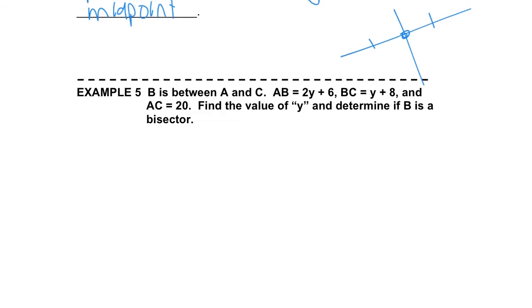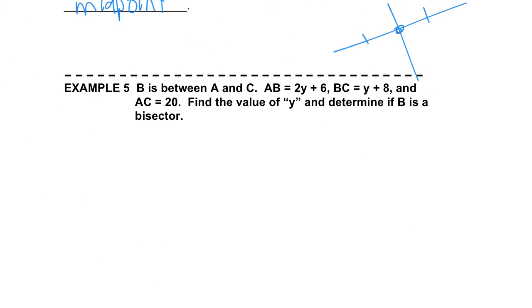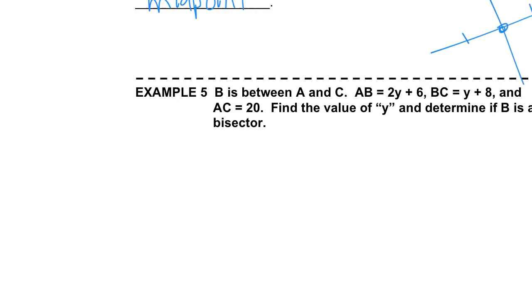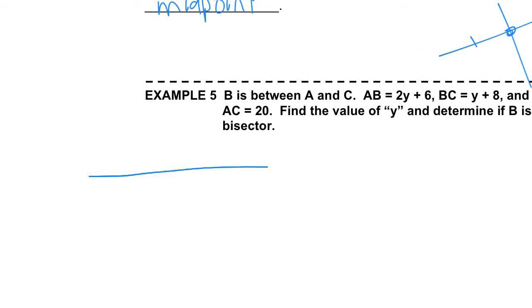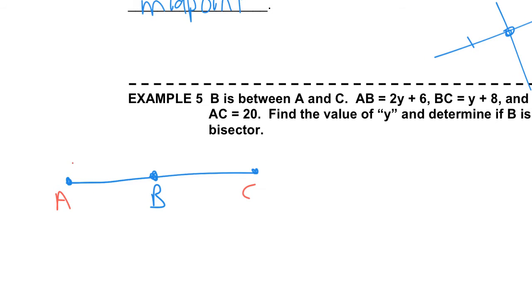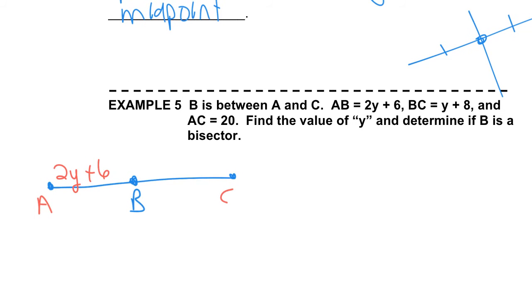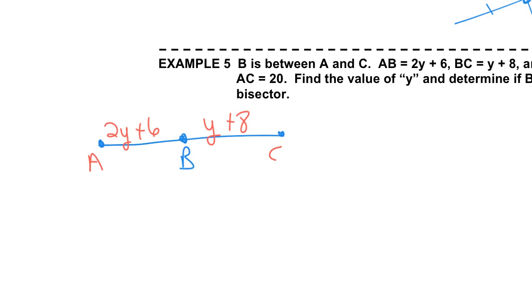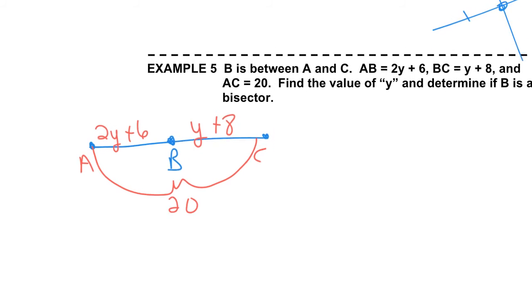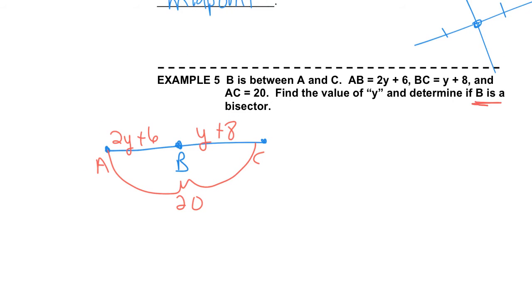Let's look at this problem real quick. Example 5. B is between A and C. It did not say that B is a midpoint. It did not say that it was a bisector. All it said is that B is somewhere in between A and C. It says from A to B, it's 2y plus 6. It says from B to C, it's y plus 8. And then it tells us that AC, the whole thing, is 20. And it wants us to find the value of y and determine if B is a bisector.